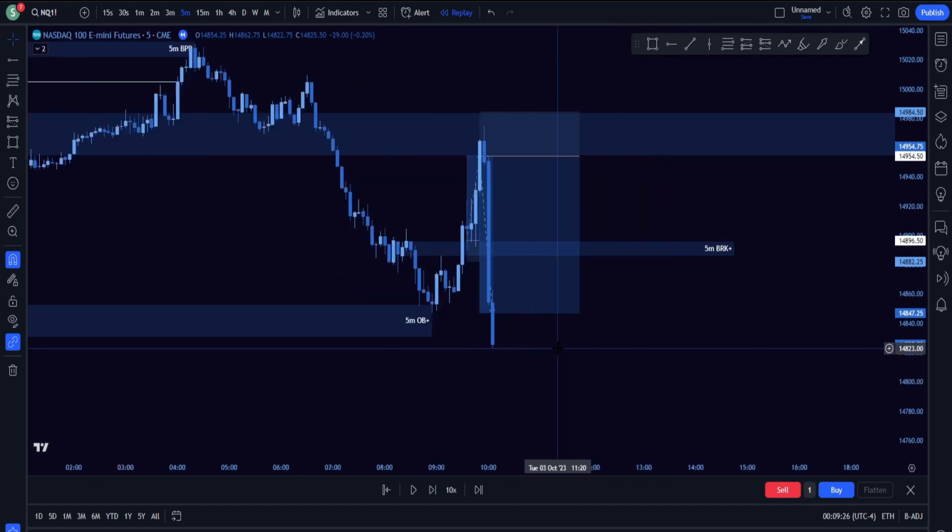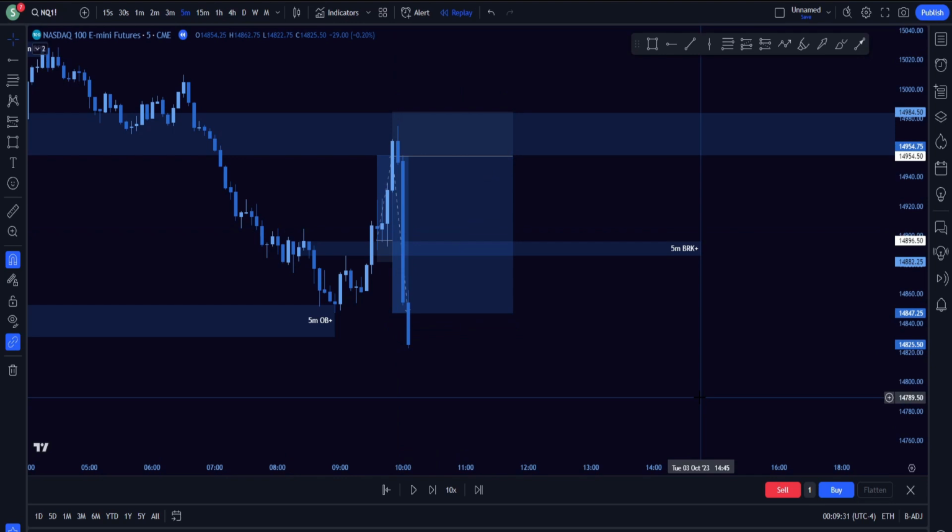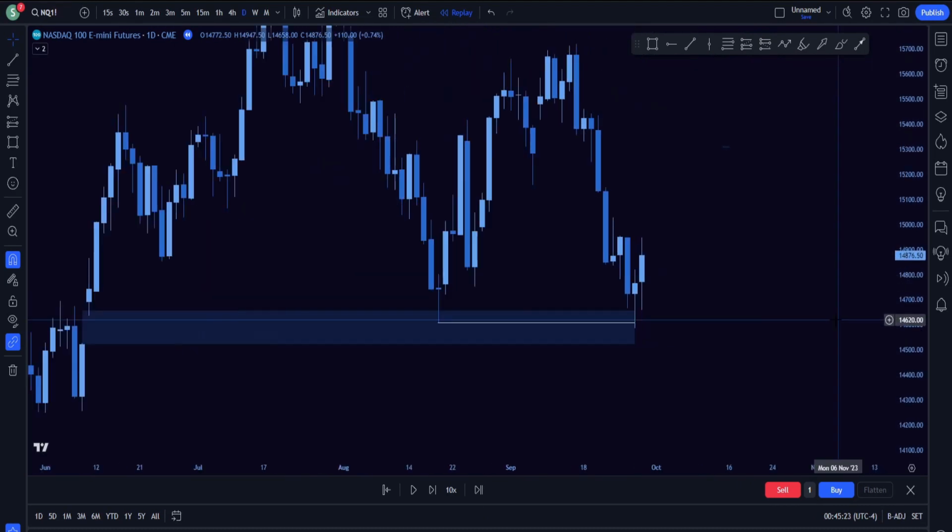So as you can see here, look at this, 2 back-to-back trades using breakers. I'll show you guys one more example. One more example, okay? Okay, this is going to be another example.